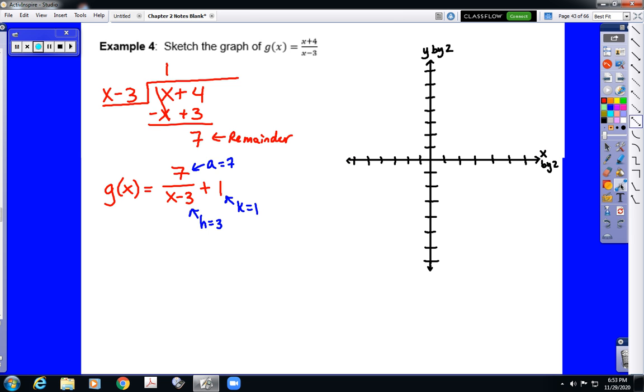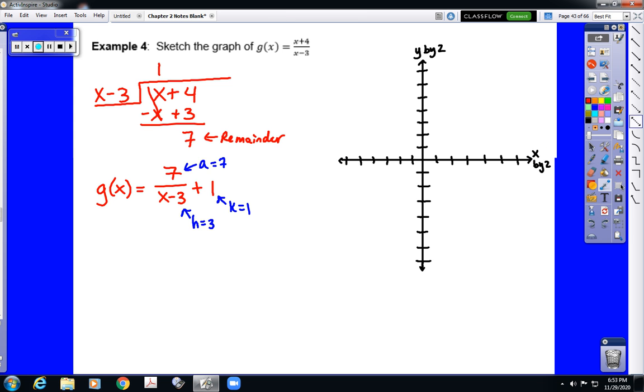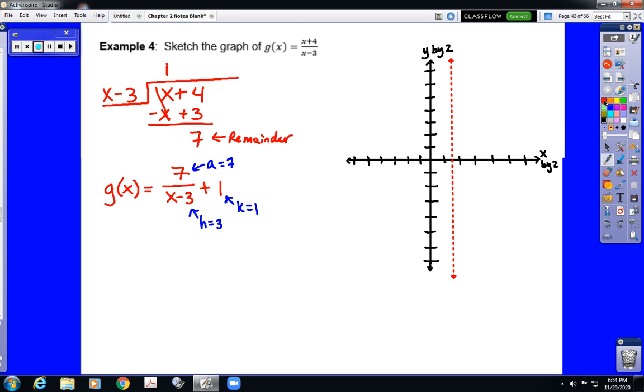Now, what we're going to do is start by drawing our asymptotes. We have a vertical asymptote at x equals 3. That would be halfway between 2 and 4. Again, this is the line x equals h.